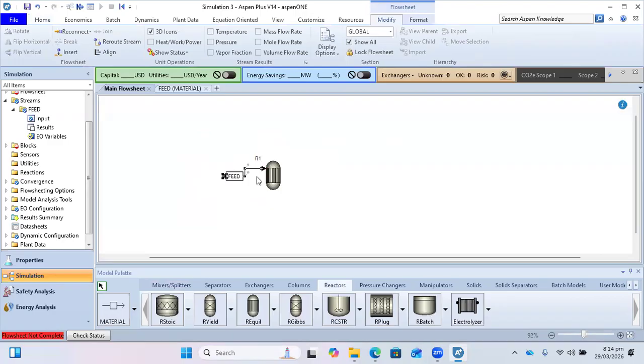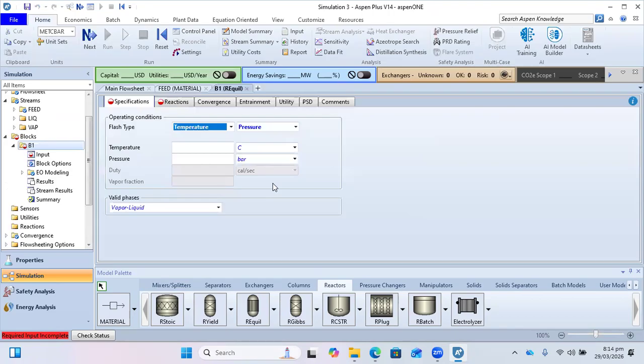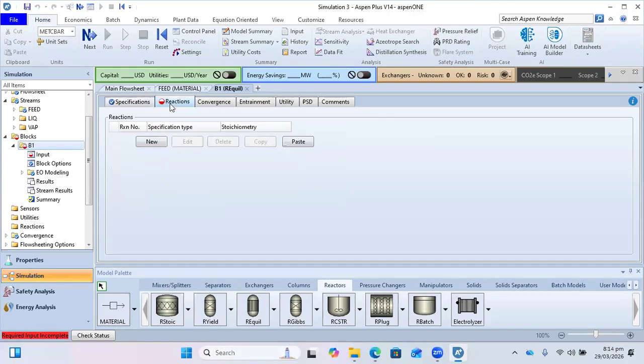Now this time we'll need two outlets, one for the vapor phase, one for the liquid phase. So this one requires two outlets, one for vapor, one for liquid. Let's label them so that we can track what we are doing. We come into the block, the same things we've been doing: 450 Kelvin, and the pressure is 4 bar. And then we now specify the reaction.